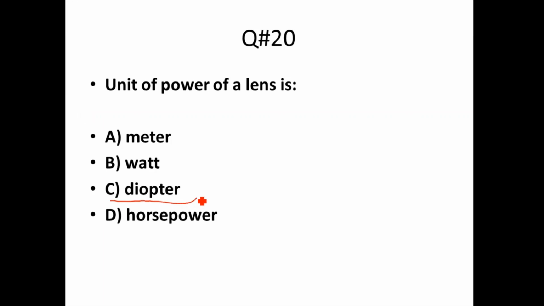The right option is C, diopter. The unit of power of lens is diopter.